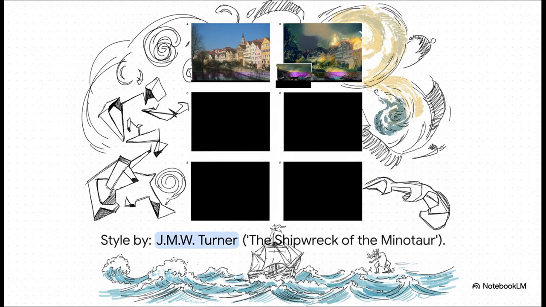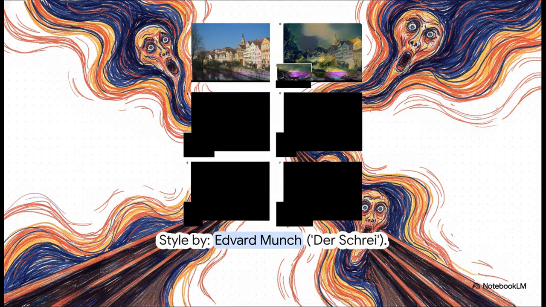Let's look at a few more. First up, here's our photo of Tübingen, but this time it's reimagined with the dramatic, hazy light of J.M.W. Turner. I mean, look at how the algorithm totally nails that atmospheric glow. All right, next, watch what happens when we apply the swirling, emotional intensity of Edvard Munch's The Scream. The whole mood of the scene just transforms. That calm little river now feels anxious and tense, all because of those iconic colors and frantic brushstrokes.